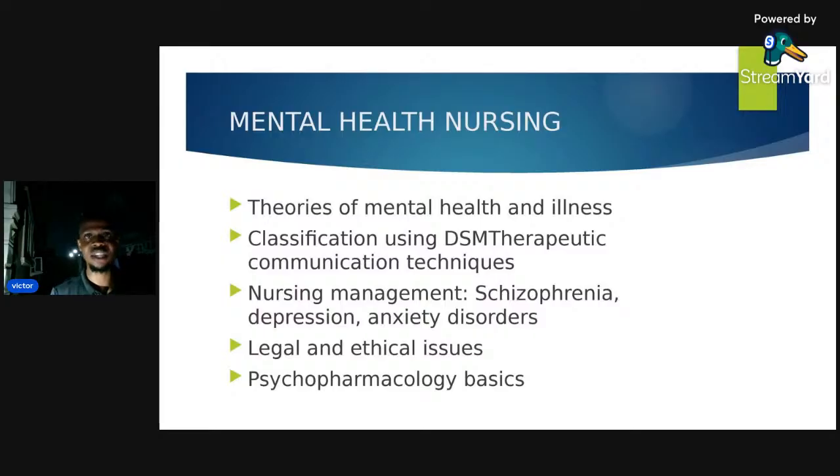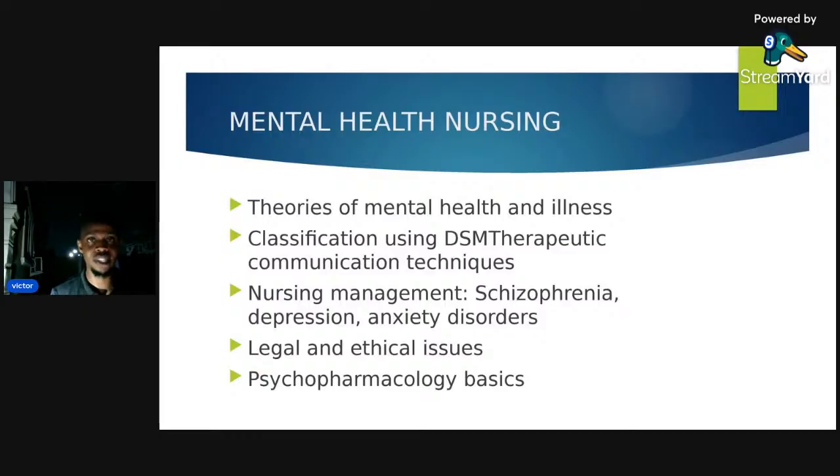Mental health is the way an individual adapts to stress and situations surrounding him or her, and how that person is able to make a contribution to his immediate society. So that is mental health: how you are able to adapt to stress and to challenges. That is the mental health definition.